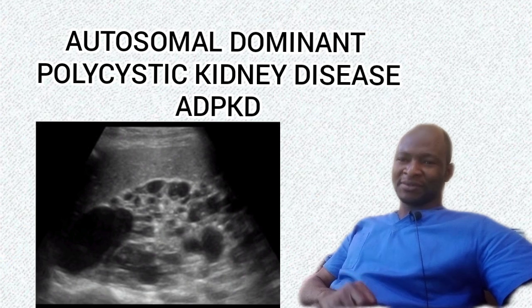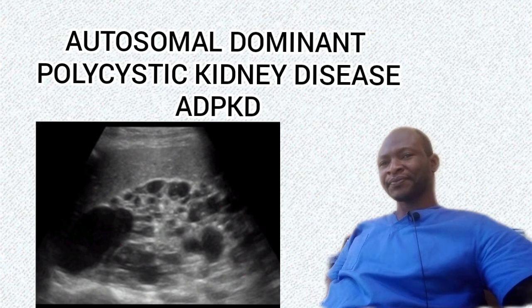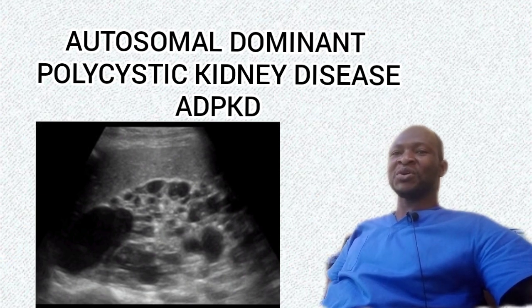The signs and symptoms: the patient presents with hypertension, palpable mass that is due to large kidney, flank pain, hematuria, UTI, or renal failure in about 50% of the cases. Ultrasound features. In the early stages, both kidneys appear enlarged and contain more cysts than expected for patients of that age, usually from the 30s, unlike simple cysts after their 50s. The cysts involve both cortex and medulla.